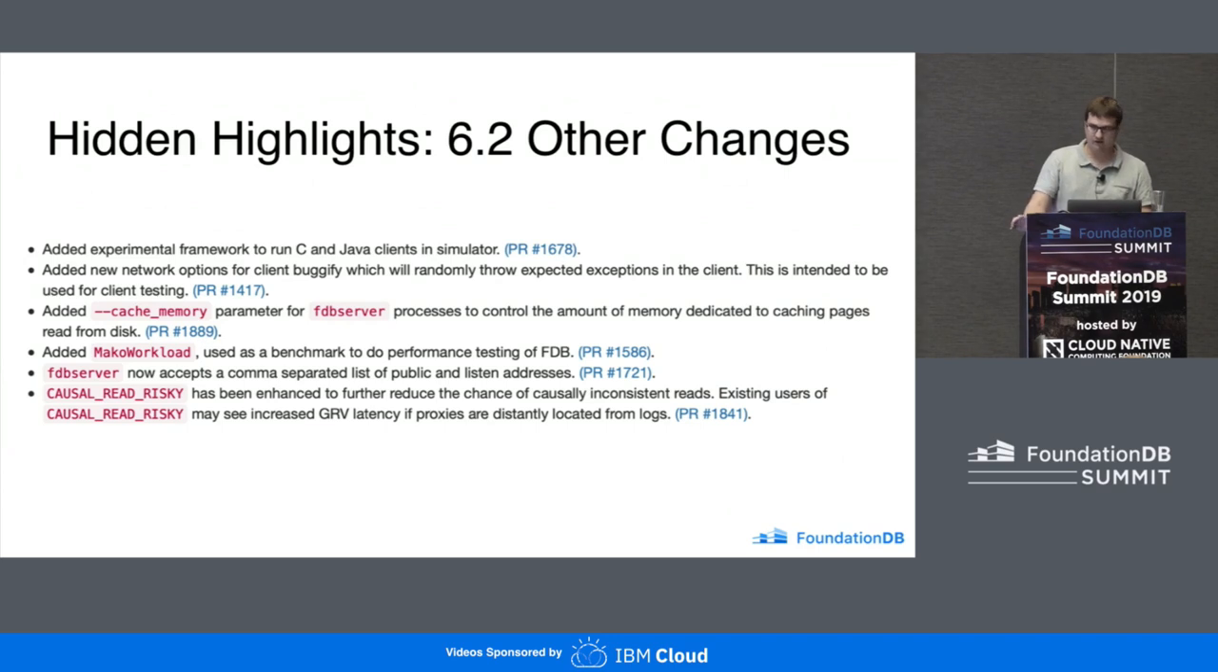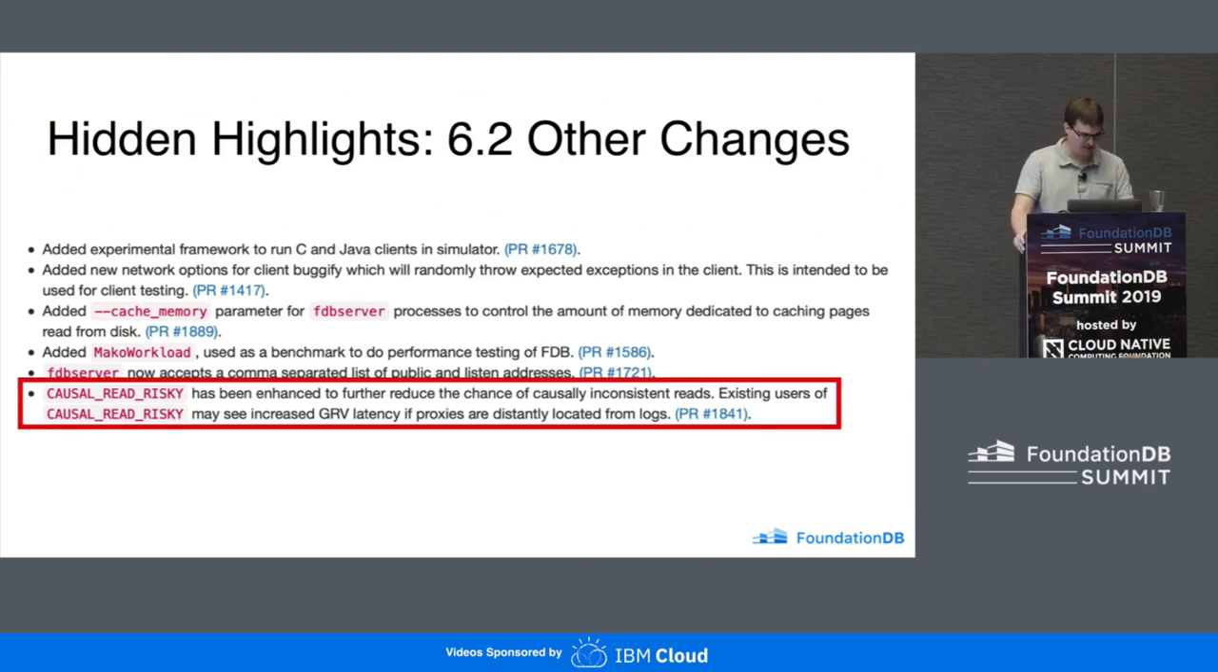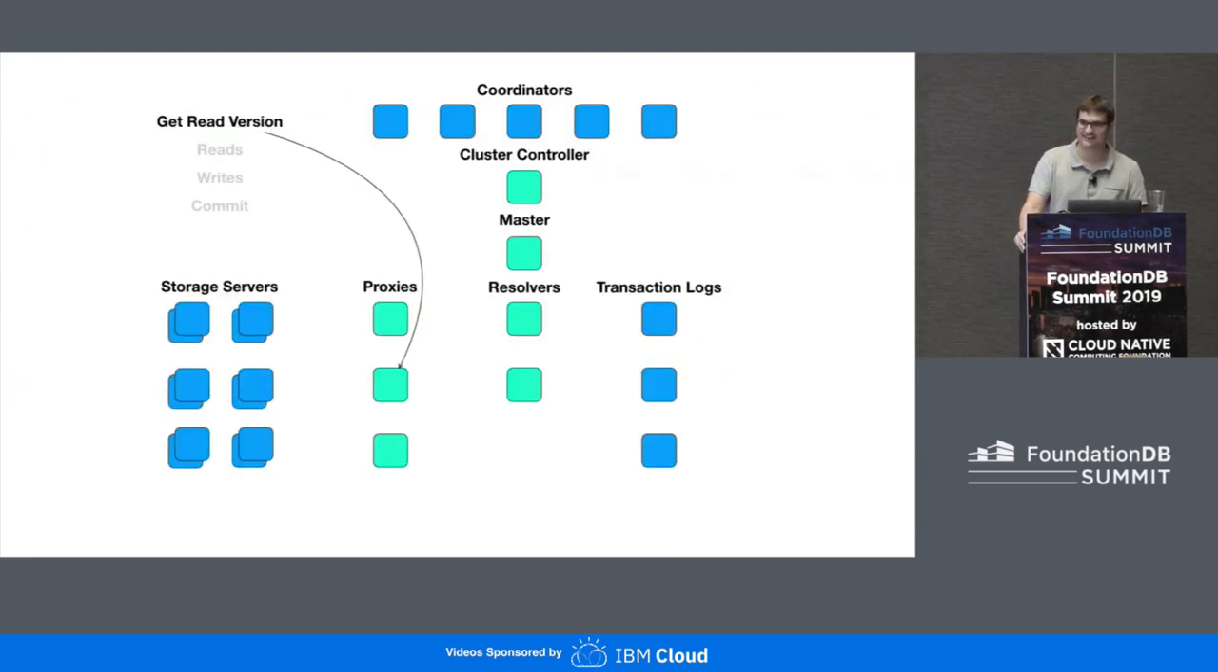So if we go to everyone's favorite section of our release notes, the 6.2 other changes section. I'm sure you've all combed over in great detail. Somewhere buried in there, you'll see this guy: causal read risky has been enhanced to further reduce the chance of causally inconsistent reads. And I'm sure all of you are wondering, well, what the heck is causal read risky? So to explain that, we got to go back to my presentation from last year.